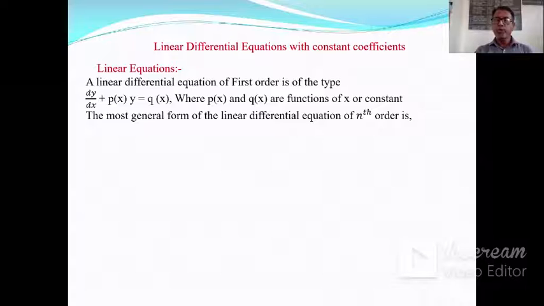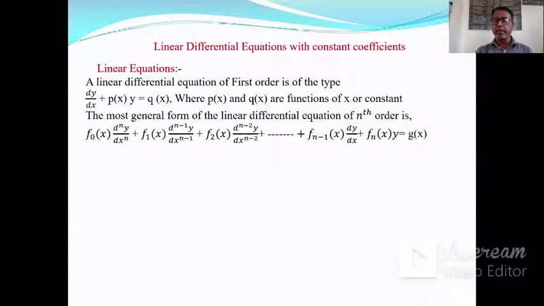The most general form of the linear differential equation of nth order is f naught of x d^n y by dx^n plus f1 of x d^(n-1) y by dx^(n-1) plus f2 of x d^(n-2) y by dx^(n-2) plus ... plus f(n-1) of x into dy by dx plus fn of x into y is equal to 0. This is the most general form of the nth order linear differential equation.